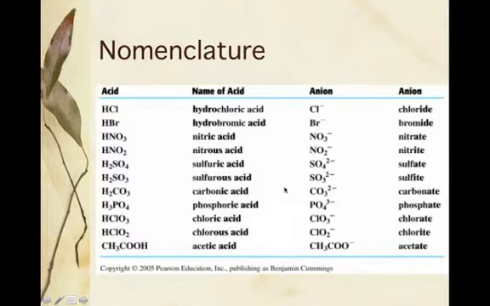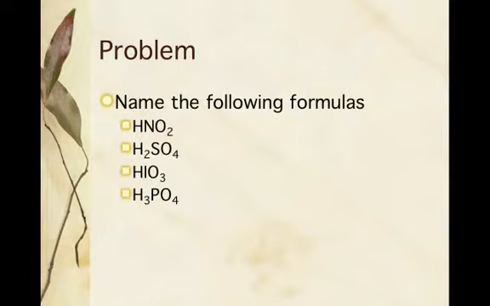Okay. This is just a table that has several of your acids on it. We'll talk about how we do that. So we're going to name these formulas. So this is where you're going to need your ion chart. Now, all four of these examples have 3 atoms in it, right? We have hydrogen, nitrogen, oxygen; hydrogen, sulfur, and oxygen; iodine, oxygen; phosphorus, and oxygen. So we are going to have to look up the polyatomic ion on your chart.